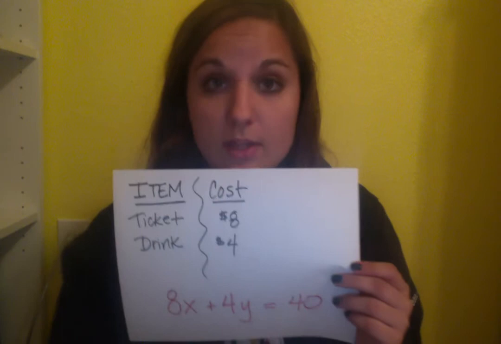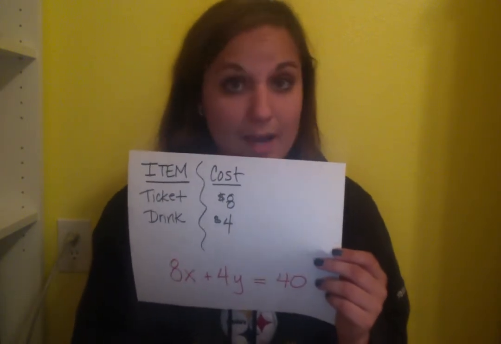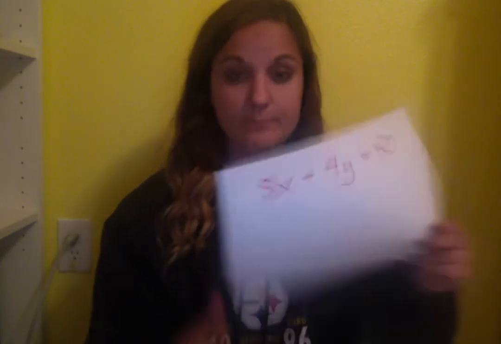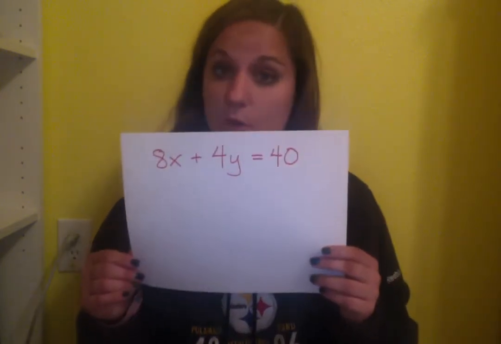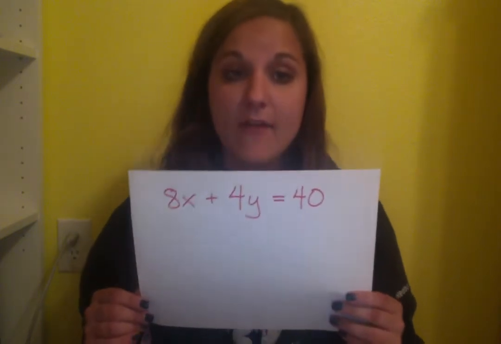So we know that the point 5, 0 means that x is 5 and y is 0. So to figure this out right now, I want you to go ahead and write the equation on your paper. Everyone should write 8x plus 4y equals 40. Since we know that x is 5 and y is 0, we can plug those in.